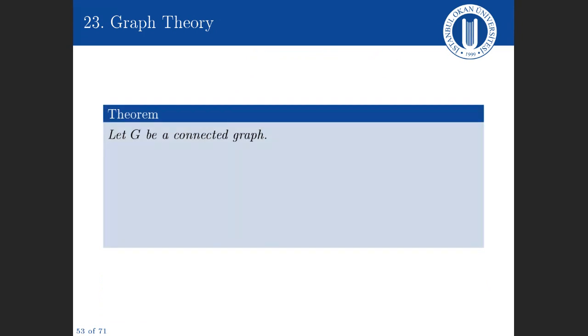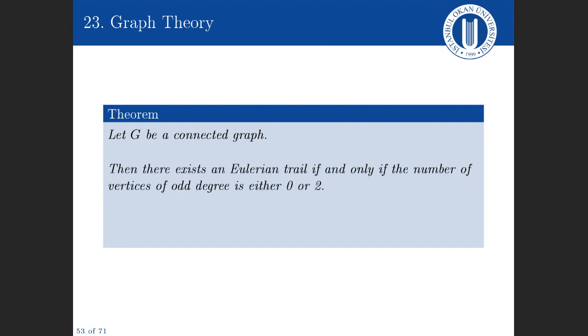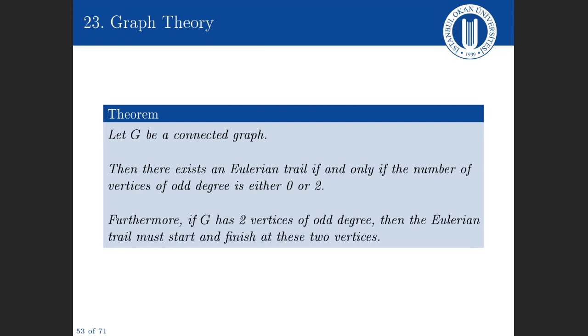Theorem. Let G be a connected graph. Then there exists an Eulerian trail if and only if the number of vertices of odd degree is either 0 or 2. Furthermore, if G has two vertices of odd degree, then the Eulerian trail must start and finish at these two vertices.